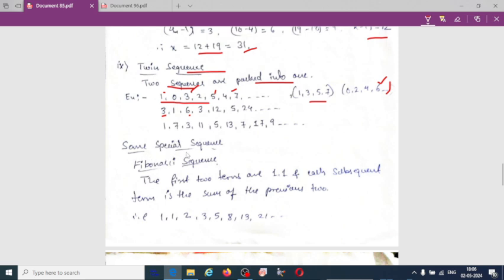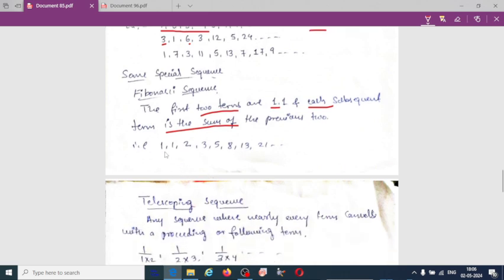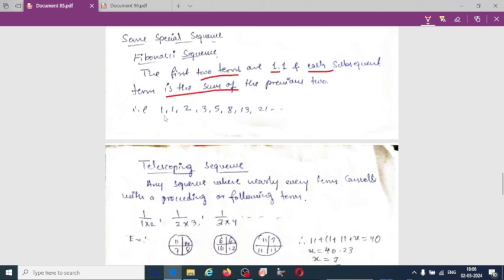Some special sequences. The Fibonacci sequence we call: the first two terms are 1, 1 and each subsequent term is the sum of the previous two numbers. For example, the first two terms are going to be 1, 1 in the Fibonacci sequence. 1, 1. So 1 plus 1, 2. 1 plus 2, 3. 2 plus 3, 5. So like that you can solve this type of sequence.